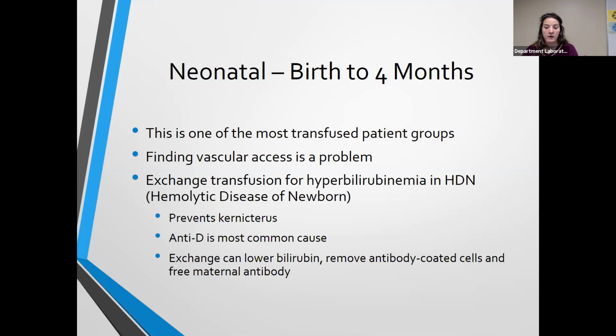So the exchange transfusion or transfusion of neonates can lower the bilirubin and remove those fetal cells that have been coated with maternal antibody, all right? Therefore, the cells are not taken out by the spleen, okay? So it increases the cell survival.